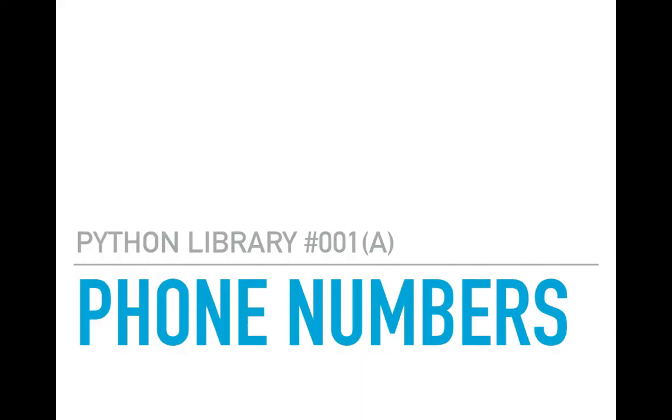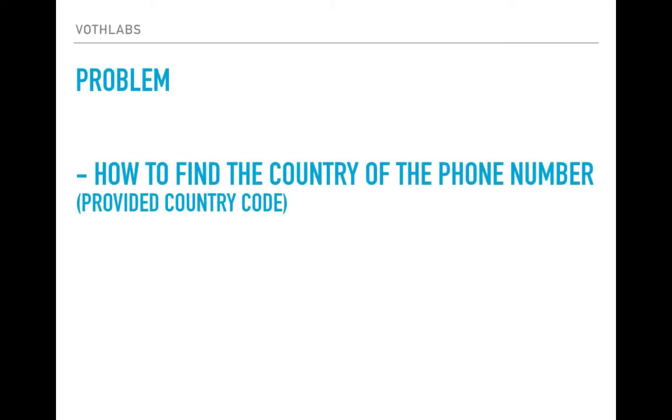In this particular video, we are going to talk about a Python library called phonenumbers. To describe, it is a Python version of Google's common library for parsing, formatting, and validating international phone numbers. The problem for this video is how to find the country of the phone number or the mobile number provided with country code. It all takes just 2 to 3 lines of code.